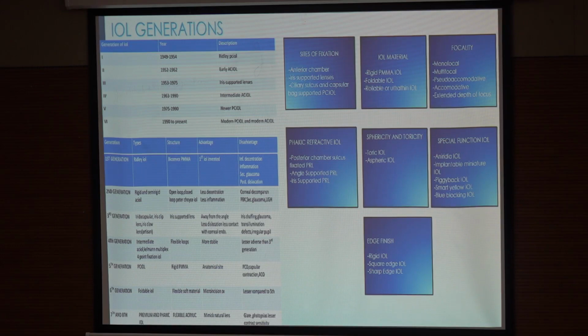Now, another classification is based upon the sites of fixation. So we have the anterior chamber and the iris supported. Then we have classification based upon the IOL material, on the focality, the phakic refractive IOLs, sphericity and toricity. We have special function IOLs, and also we have the edge finish. I'll be discussing everything one by one, just a brief insight into each, and how to select a patient and decide which IOL has to be implanted in which patient.